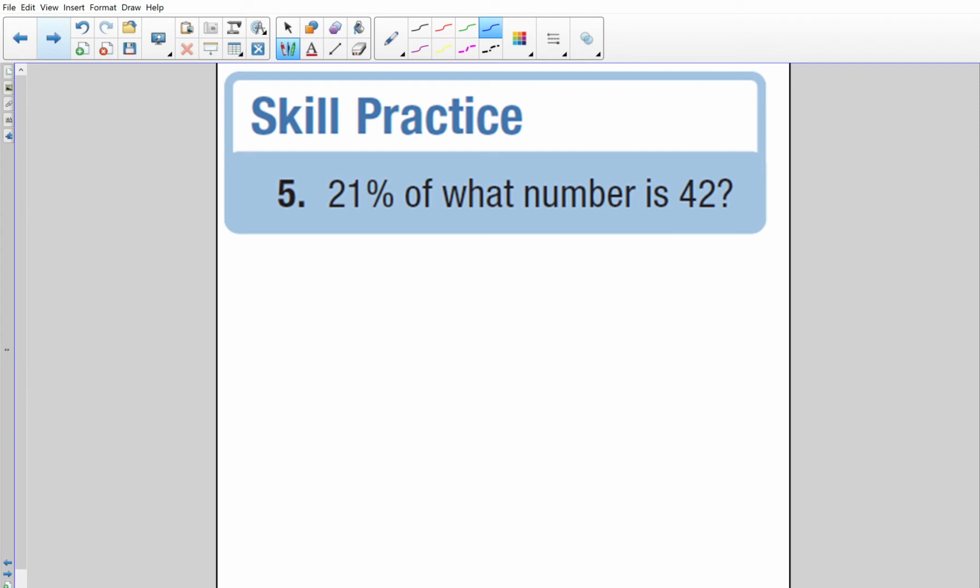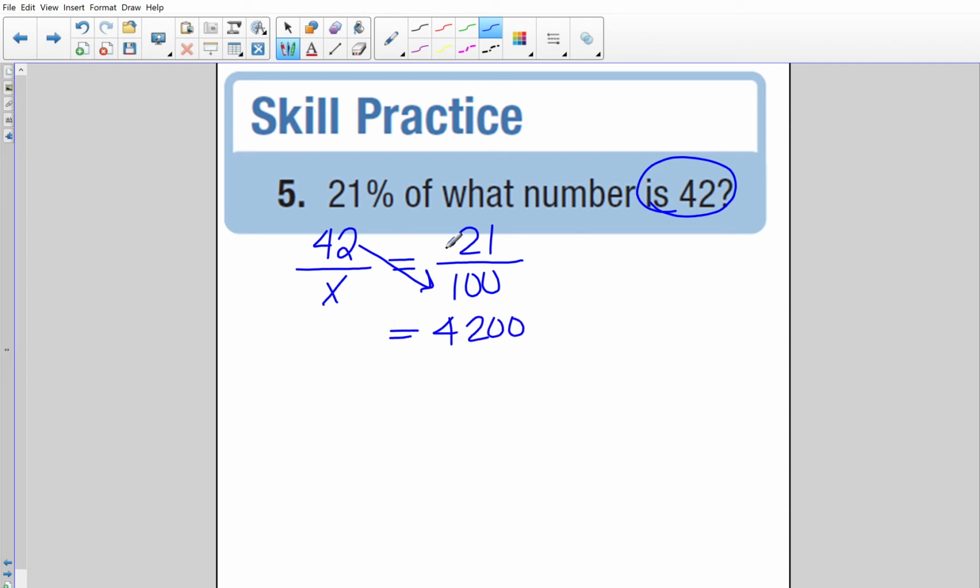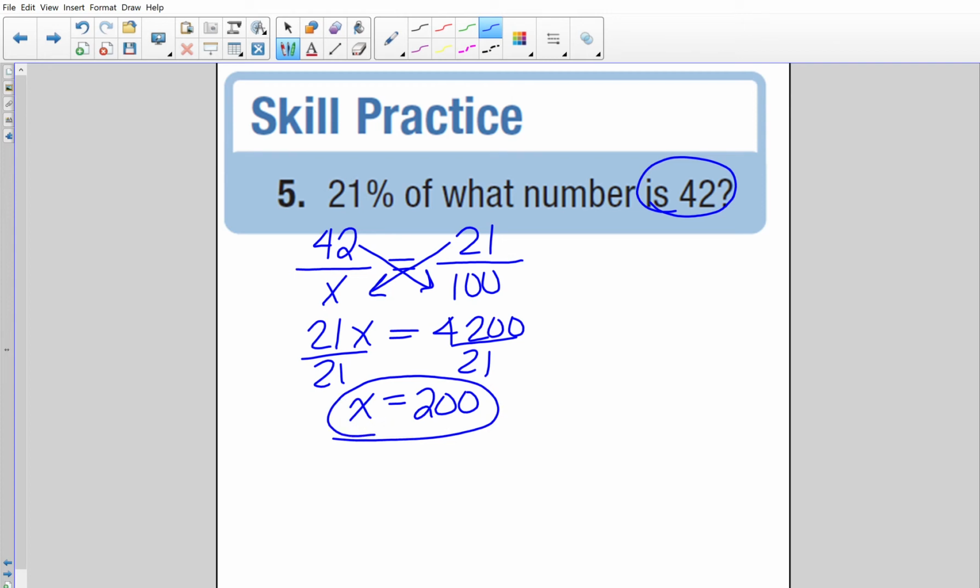Okay, so if you want to pause and try this one. We've got 21% of what number is 42, so my 21 over 100 is 42, so 42 will go on the top and x is on the bottom. Cross multiply, we have 4,200 is equal to 21x. We'll divide by 21, and x is equal to 200. And again, we don't know what they're talking about, so we don't have a label.